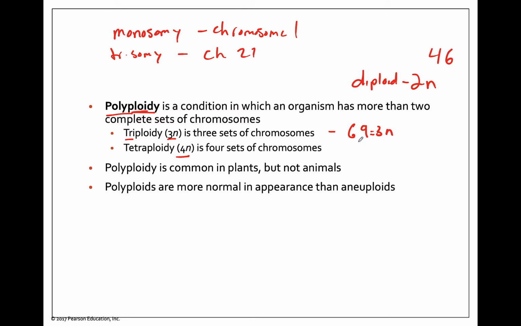So polyploidy is not tolerated in animals. Animals don't do this. An animal that was polyploid or had an entire extra set of chromosomes would be aborted. It would never actually become a fetus.